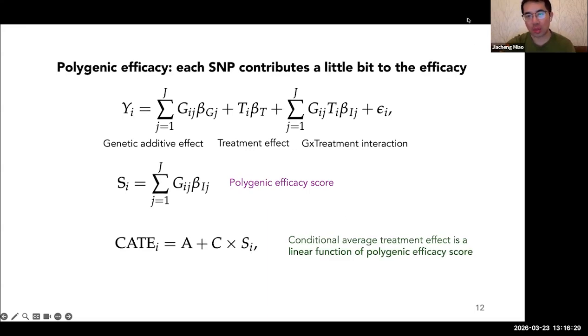And we show a pretty interesting equation here: the CATE, the typical quantity people are interested in estimating for heterogeneous treatment effect, called the conditional average treatment effect, is actually a linear function of the polygenic efficacy score we define, meaning that for people who have higher scores, the treatment will do good. So this is some math trying to show you the intuition and why our definition of the polygenic efficacy score makes sense.